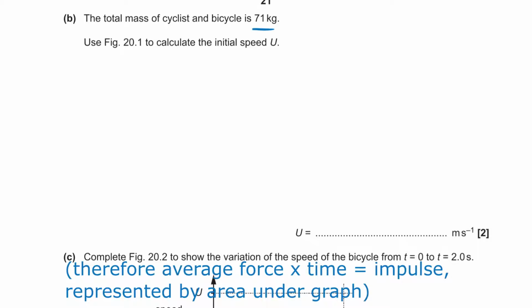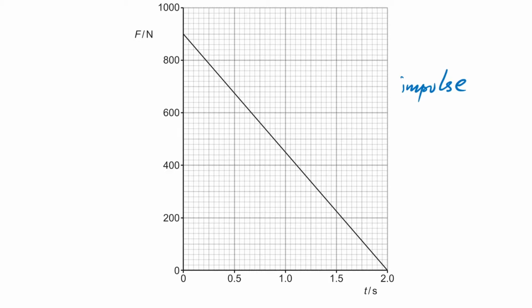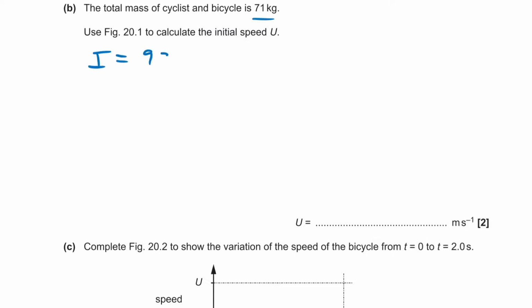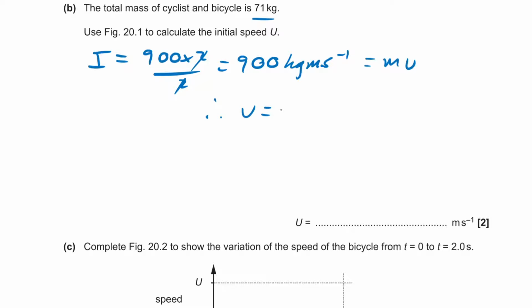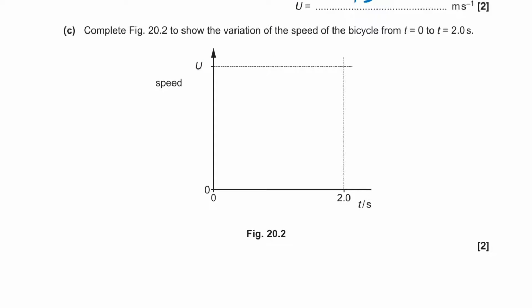Total mass of cyclist, and that is 71 kilograms. So we're being asked to find initial speed u. So the impulse is going to be 900 times 2 divided by 2 because it's a triangle. So therefore it's 900 kilogram meters per second or newton seconds, whichever unit takes your fancy. This is equal to m times u. Therefore, u is equal to the impulse divided by the mass. So that's 900 divided by 71, and that gives us 12.7 meters per second. We're going to give 2 sig figs, that's 13.